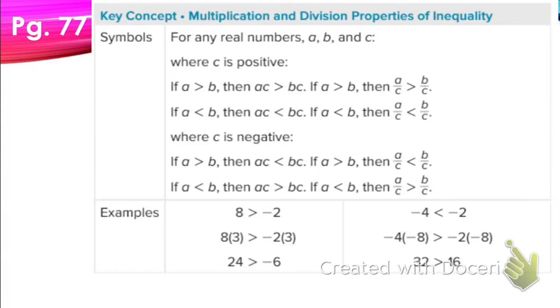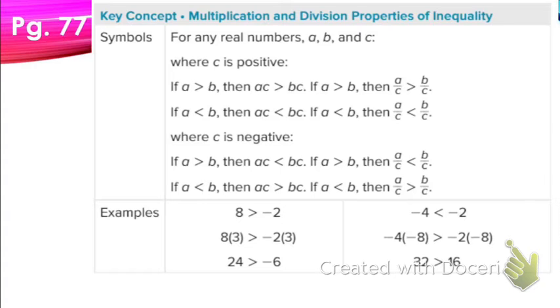If I multiply or divide by a negative, though, something happens here. Negative 4 is less than negative 2. That is true. Less than means left on the number line. Do you guys agree that negative 4 is left of negative 2 on the number line? Yeah. So that first inequality is true.